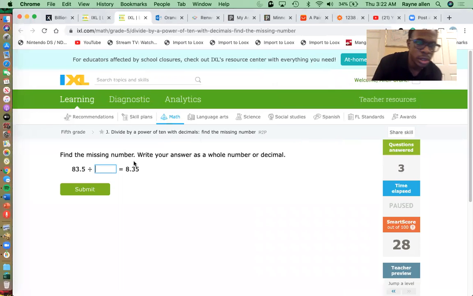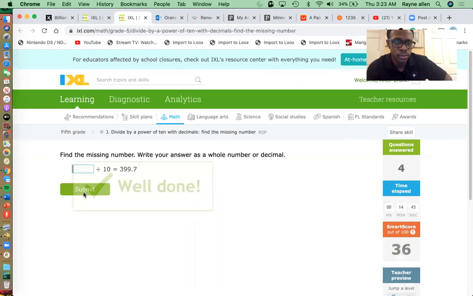And let's check it. We had 83.5 divided by something that gave us 8.35. We knew that when dividing, we're moving the decimal to the left. 83.5, so when it was here and it moved to the left 1 time, that's going to be 10. Awesome. All right, so I'll do one more and then I want to go over some examples I have.